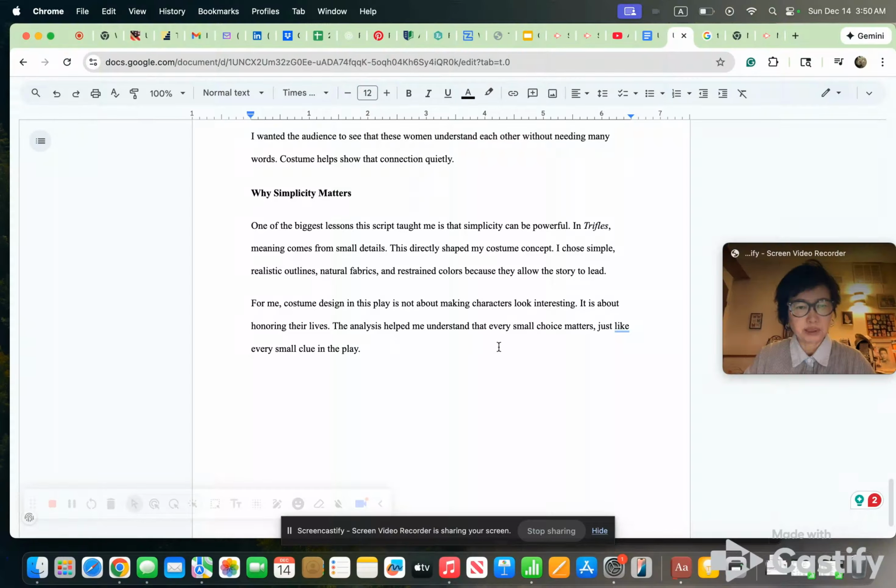For me, costume design in this play is not about making characters look interesting. It is about honoring their lives. What appears small or unimportant is actually meaningful. Through this approach, costume supports the central message of Trifles, that women's experiences deserve to be seen and valued.